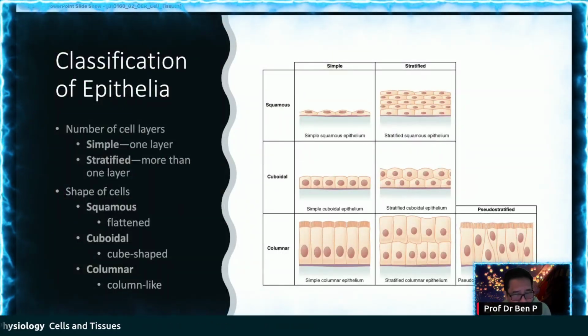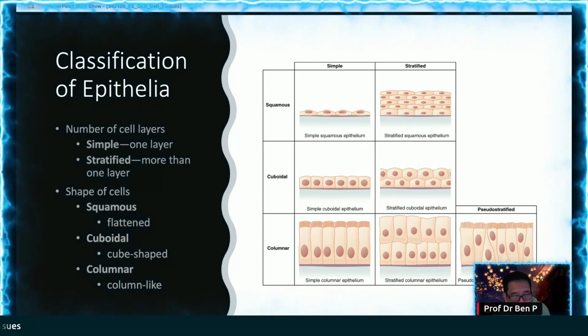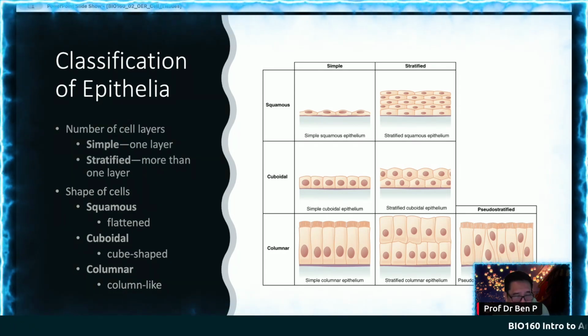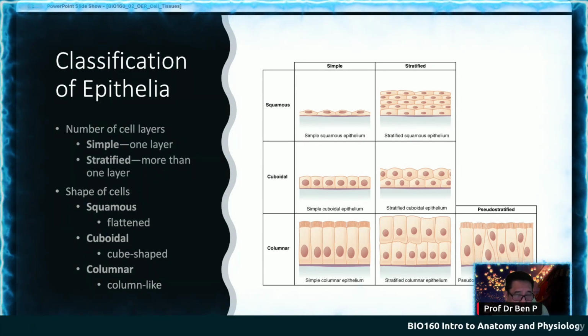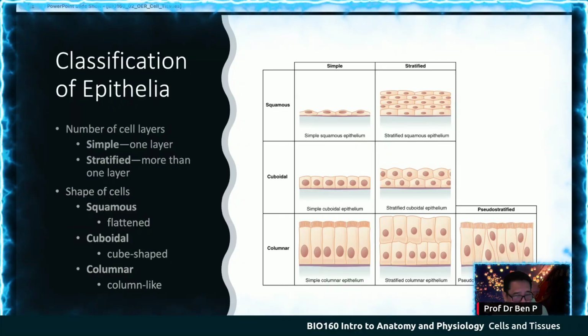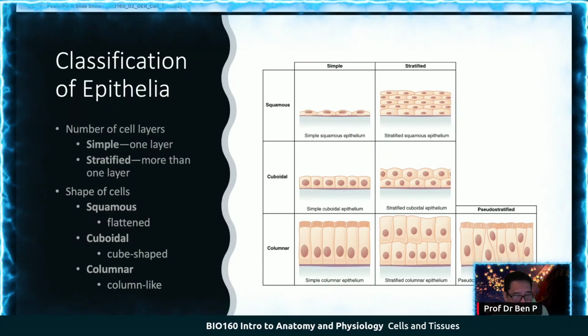There are different types of epithelial cells. You have simple, meaning one layer. Stratified means more than one, two or three layers. And then you have squamous, meaning flat.